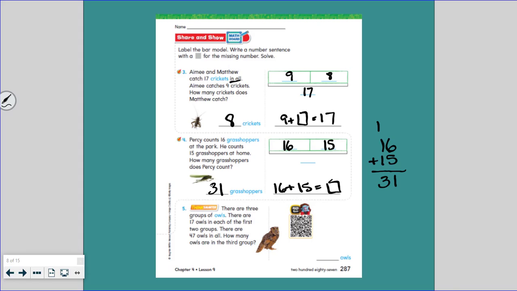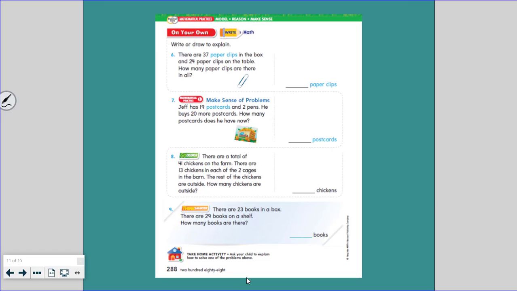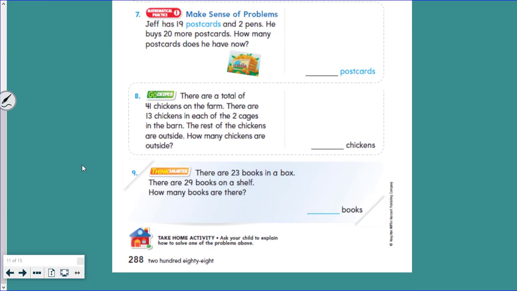And then we're starting to wrap up. The last thing we're going to do is the Think Smarter problem. Right down here, the blue box problem. I like to do these. These are important. These are test problems. All right, so there are 23 books in a box. There are 29 books on a shelf. How many books are there? Okay, so I need to find how many there are in all. So I need to rewrite this problem. So 23 books plus 29 books. So pause your video and solve that.